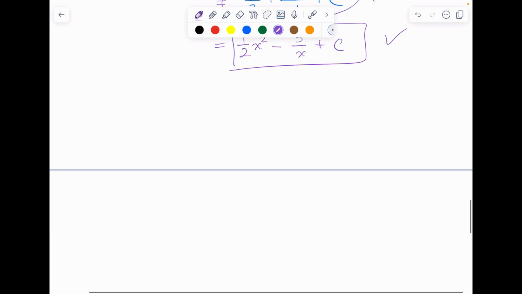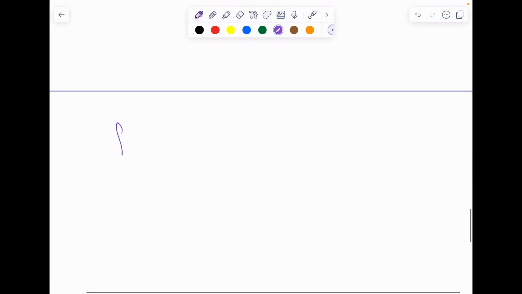Okay, let's do another one. Maybe another slightly harder one. This is the cube root of x times x minus 4 dx. Okay, again, antiderivative is not super clear. How about we manipulate this? How about we maybe distribute this stuff, right?